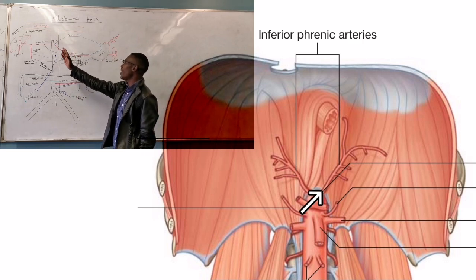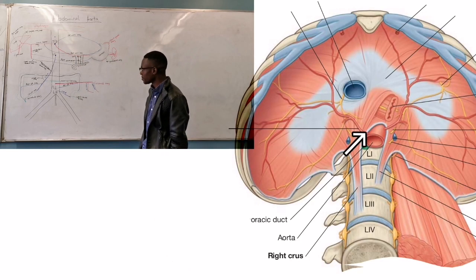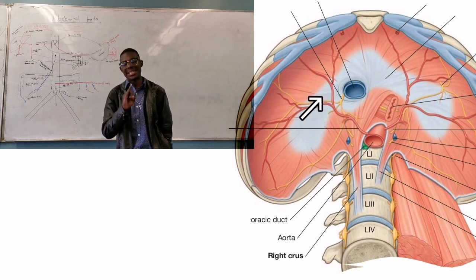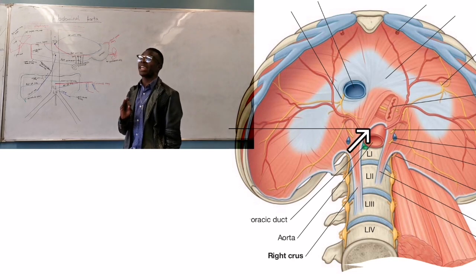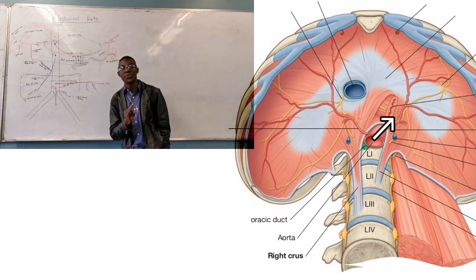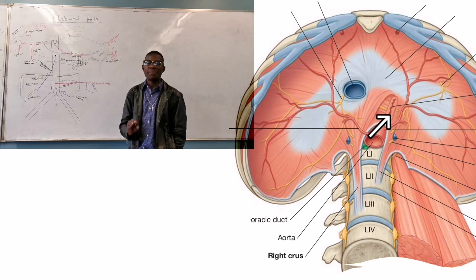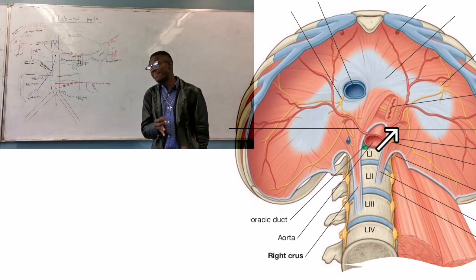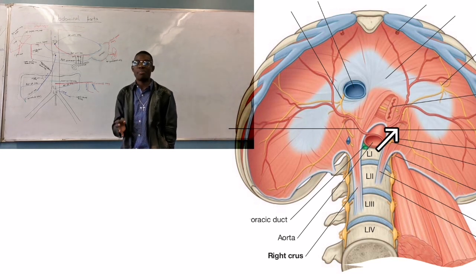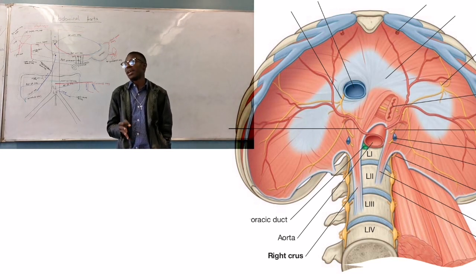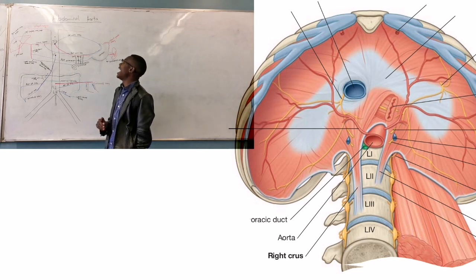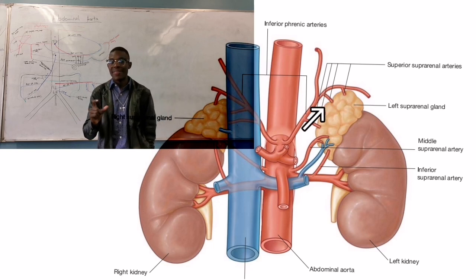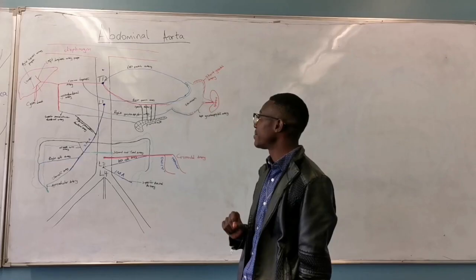So the left and the right inferior phrenic artery are going to supply, one, the inferior aspect of the diaphragm. Two, they're going to give branches to the esophagus. Remember, the abdominal esophagus is supplied by branches from the left gastric artery and as well the branches from the inferior phrenic artery. And then the inferior phrenic artery is also going to give what's called the superior suprarenal artery that will supply the suprarenal gland.